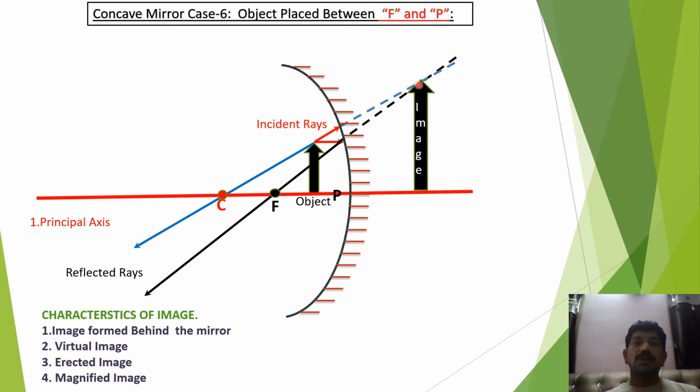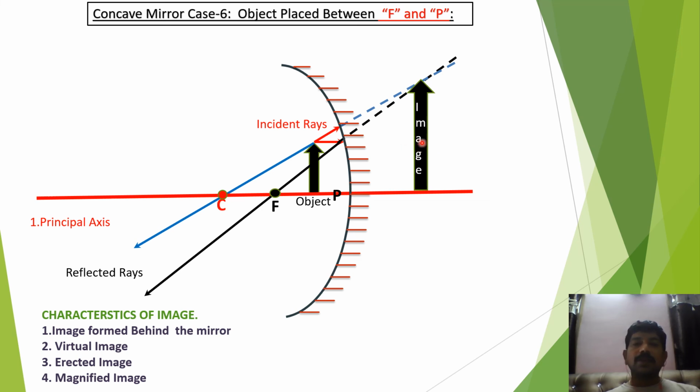Are you clear? See this one. They meet at this point. From the point I draw the perpendicular. I got the image of this object. This is the object. This is my image. If you observe this one, here an enlarged, that is magnified, image is formed behind the mirror. So you cannot catch it on the paper because it is not the real image.